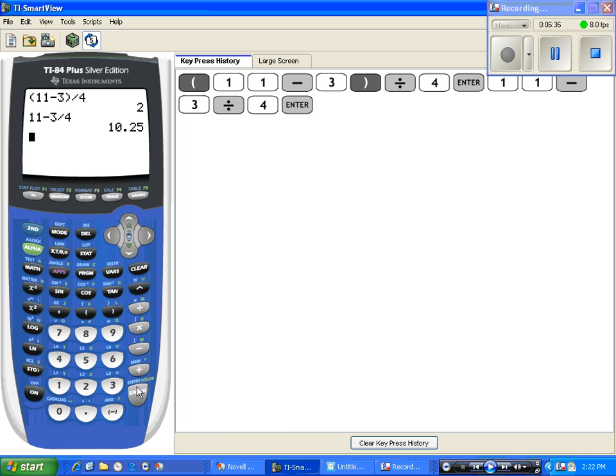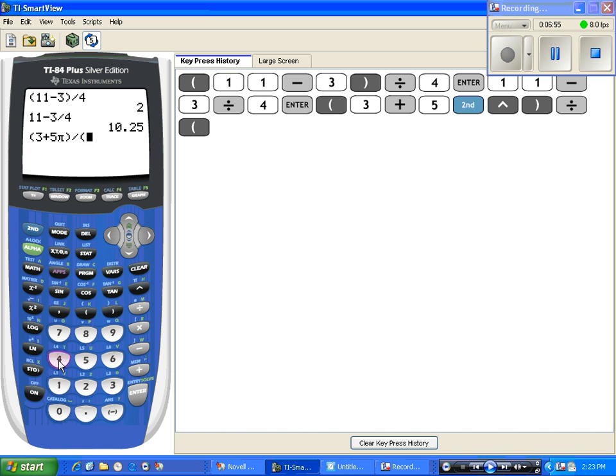So example 7 here, a little more complicated. 3 plus 5 pi. Pi is up here above the caret key. So I'll press second caret to get the pi. Close parenthesis, divide. And now I'm going to need parentheses for the denominator also. 4 subtract 6. And then get my entry. This is an approximation because we have an irrational number pi in our calculation.